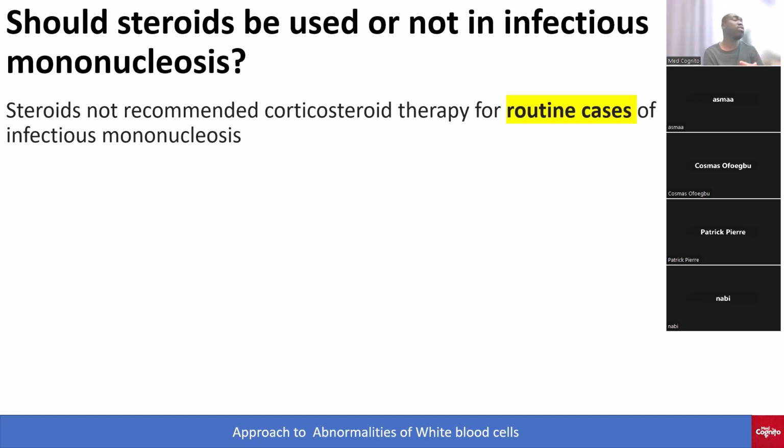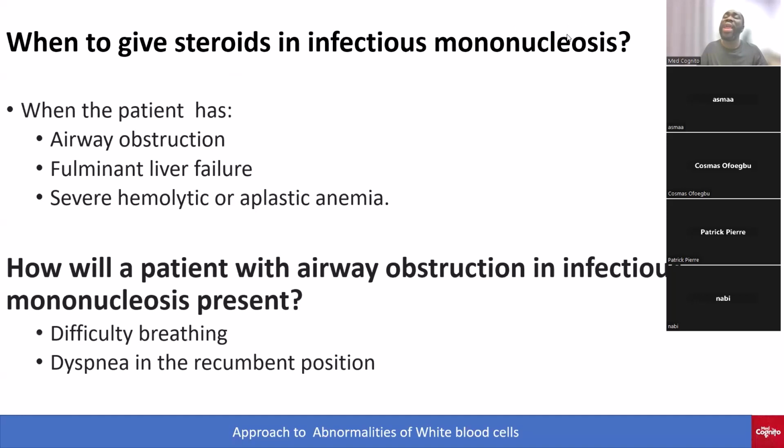Like, the patient is not looking so sick. So the question is, when do we give steroids in infectious mononucleosis? 3 situations. Please write it down. Number 1, the patient has airway obstruction. Number 2, if the patient has fulminant liver failure. Number 3, if the patient has severe hemolytic or aplastic anemia.